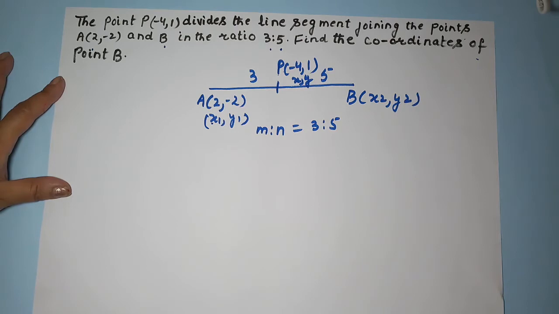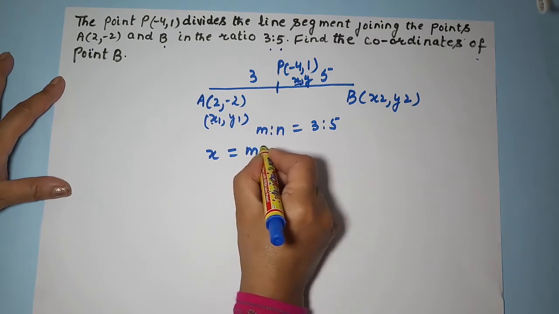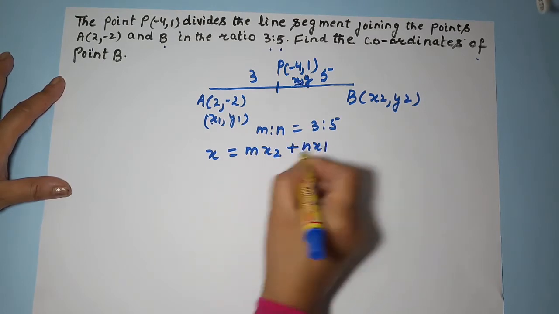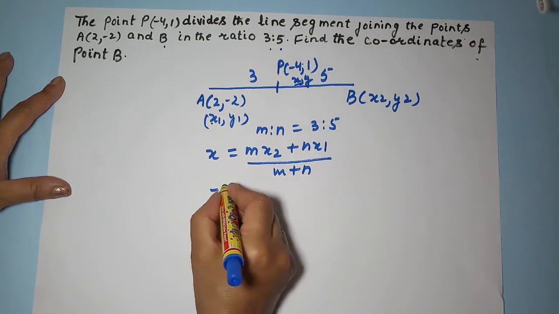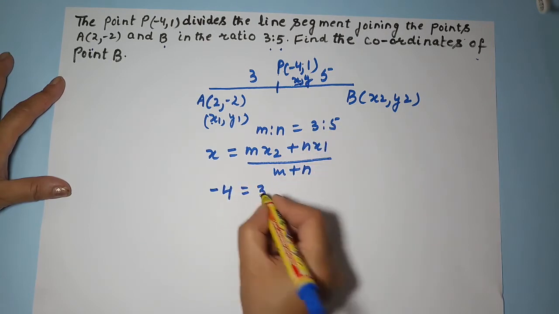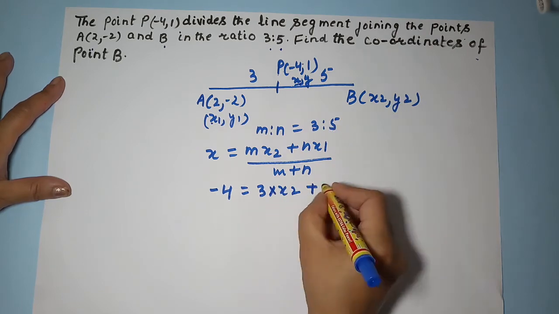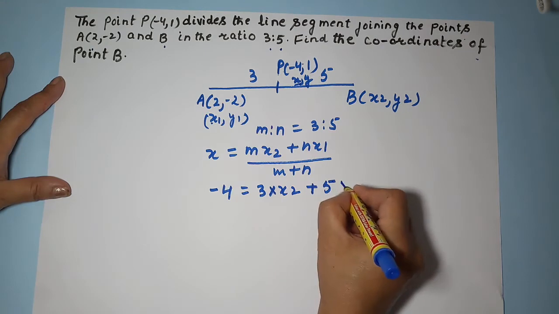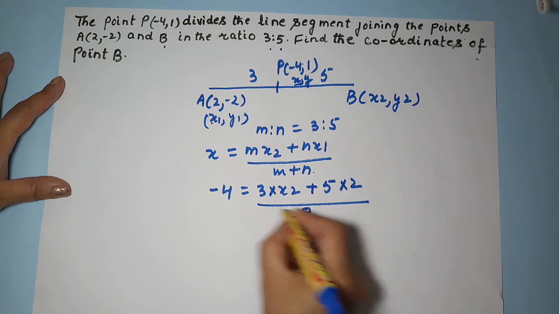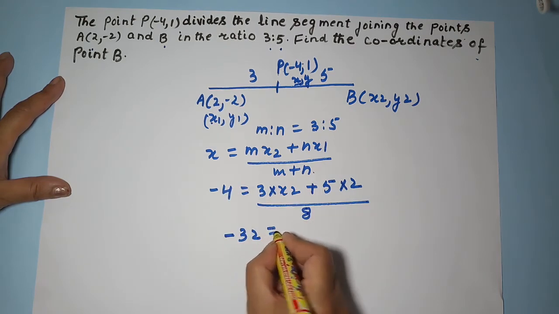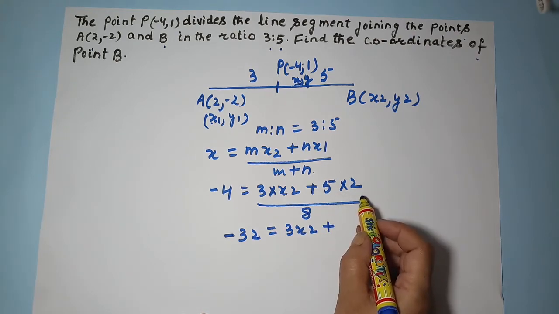Now let me apply the section formula. Section formula says that this x is equal to (m x2 plus n x1) upon (m plus n), right? Now x I have, how much is that? Minus 4. M also I have, 3. x2 I don't have, I have to calculate that. Plus n is 5. What is my x1? x1 is 2. Divided by m plus n, that is 3 plus 5, that is 8. Cross multiply, minus 32 equal to 3x2 plus 5 twos are, this is 10.